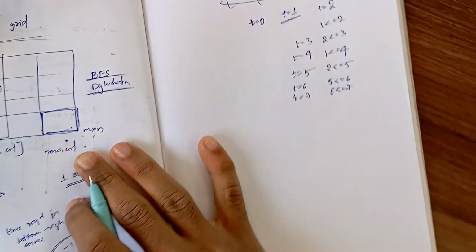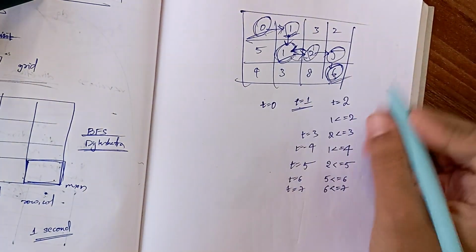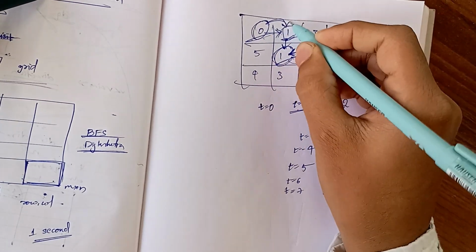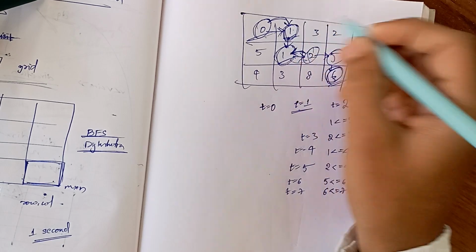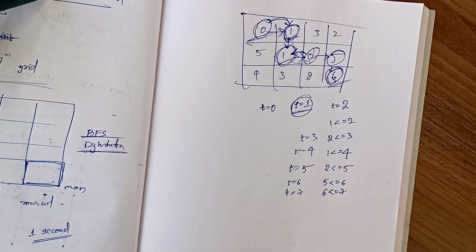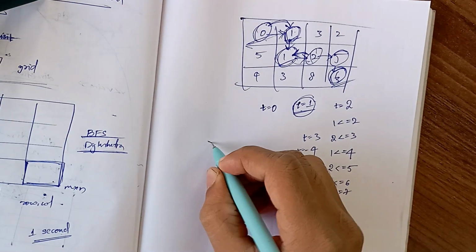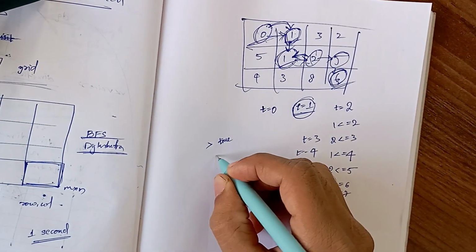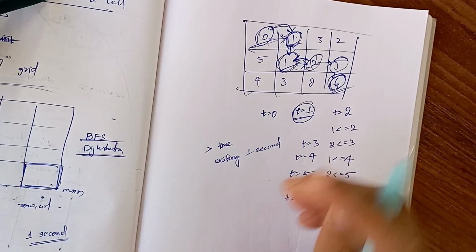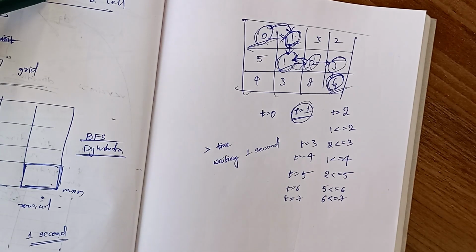But if you see clearly, if the cell we are going to is less than or equal to the time, we are moving directly to it. But what if it is greater than the time? Then we are waiting 1 second in some cases. So let me explain how this works.